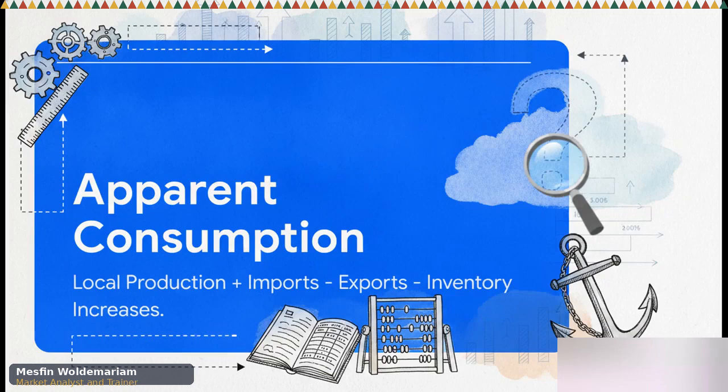So what exactly is apparent consumption? Well, it's purely statistical. It's that rigid formula: local production plus imports minus exports minus inventory increases. It basically counts what has physically moved and been accounted for. It's safe, sure, it's historical, but it is definitely not the whole truth.